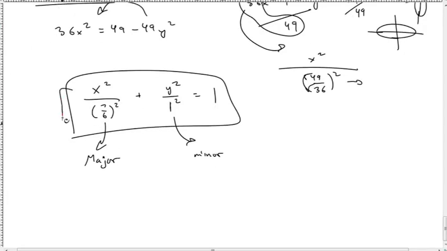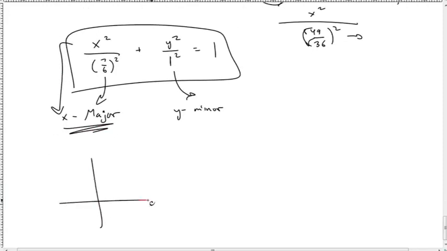Notice that because it's bigger in the x, it's an x major. This is an x value, I guess you can say. And this is going to be a y minor. So x majors for ellipses look something kind of like this. Notice that my x distances are bigger than the y's. And so there's my graph right there. In fact, there's no shifting here.